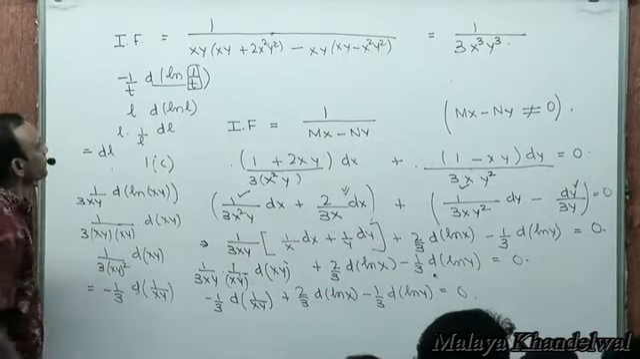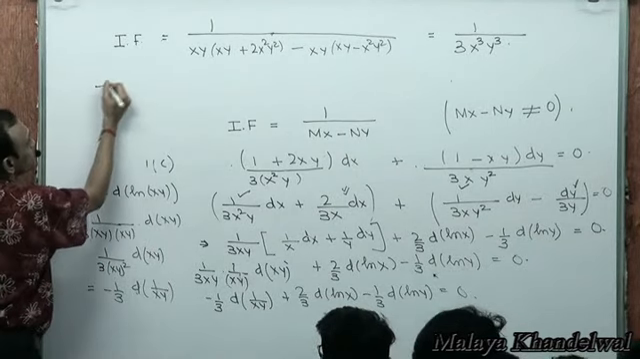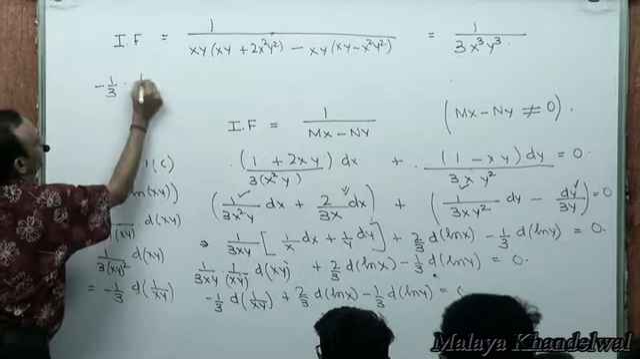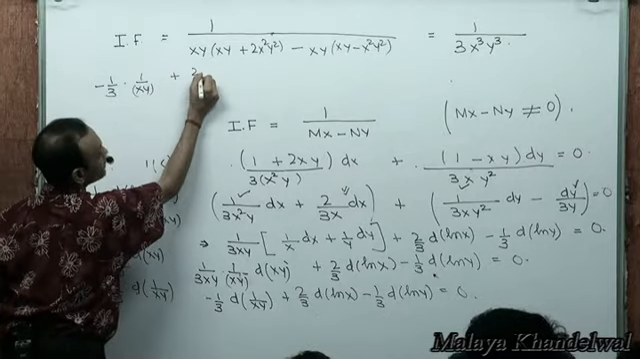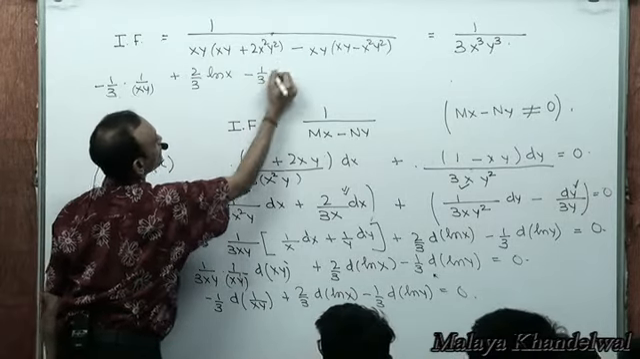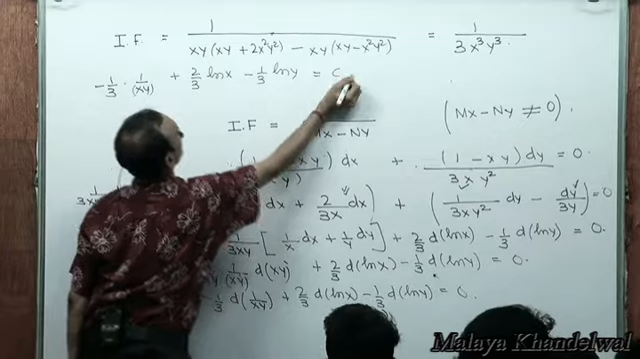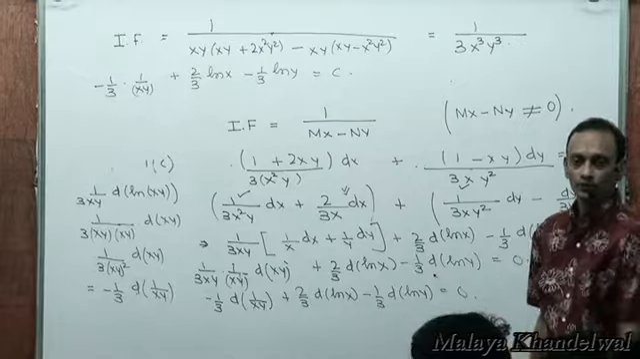Integrate both sides. When you integrate both sides, what do you get? Minus 1/3 into 1 by xy plus 2/3 log x minus 1/3 log y equal to constant. When you integrate both sides, this is what you get. Yes or no?